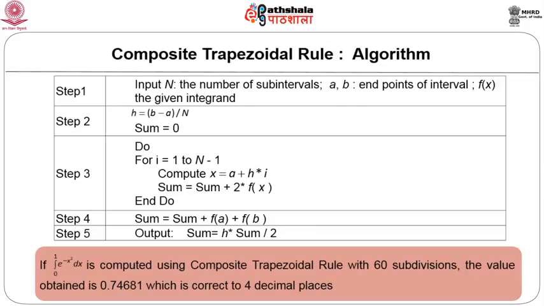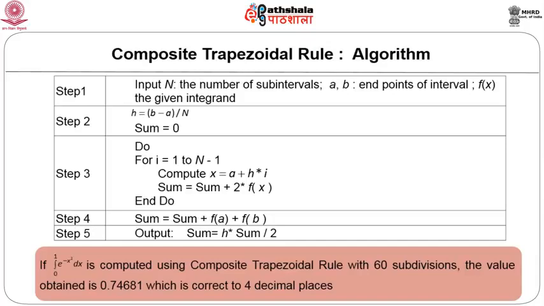x is a plus h into i, and the function is to be computed at the point x_i, and sum will be sum plus 2 into f(x). So, we can set the loop i equal to 1 to n minus 1, x is a plus h into i, and sum is sum plus 2 times f(x). These points i equal to 1 to n minus 1 are the interior points, and because there the coefficient of the function is 2 in the summation, we complete this loop, and then our total final sum is sum plus the value of the function at the end points, f(a) plus f(b), and this sum we multiply by h by 2 at the last to get the output value of the integral.